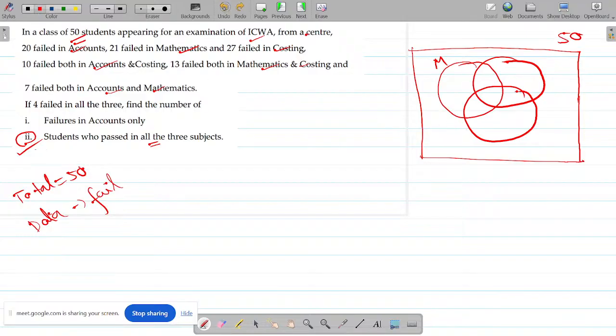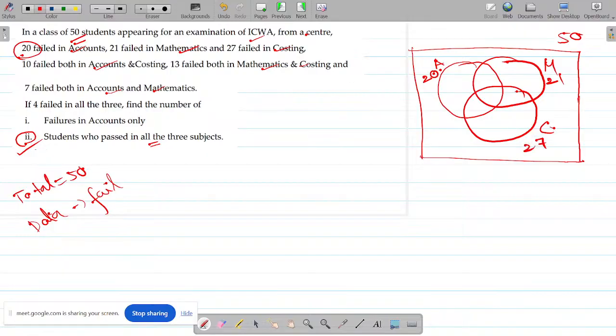So first one accounts, then math, then costing. So 20 failed in accounts. Check whether it's mentioned as only accounts or accounts. Only accounts means only the A region. Here they are mentioning accounts, so I write it outside. You have to be very keen in this. 21 failed in math. It's mentioning math, not only math, so let me write it outside. If I'm writing it outside, it's meant for the whole circle. Then 27 failed in costing.